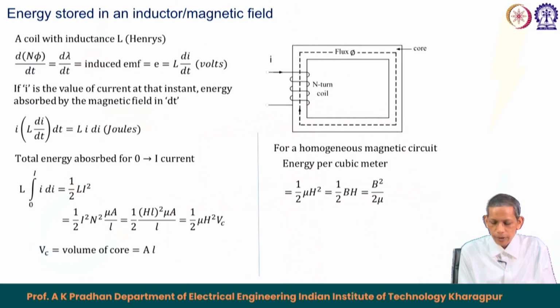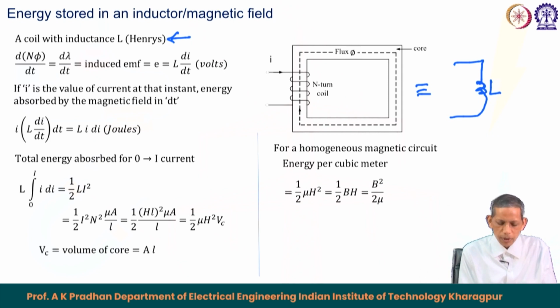Now, the next point is the energy stored in any inductor, coil arrangement or electromagnet. Let us see the corresponding inductance of the arrangement; the equivalent inductance is L. We know dλ/dt equals the induced EMF in this arrangement, where λ equals N φ, with φ the flux in the magnetic path. So, E equals L di/dt, as you have already seen.